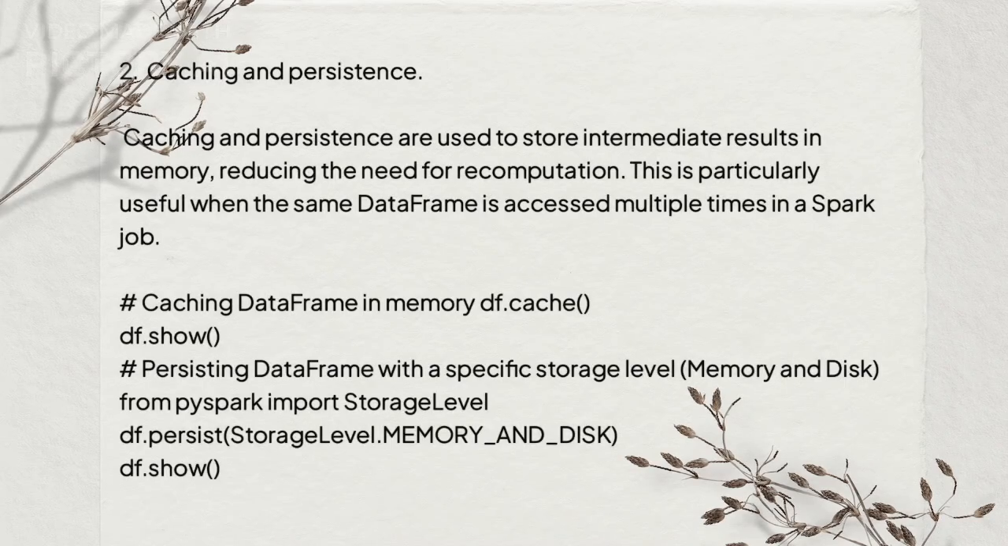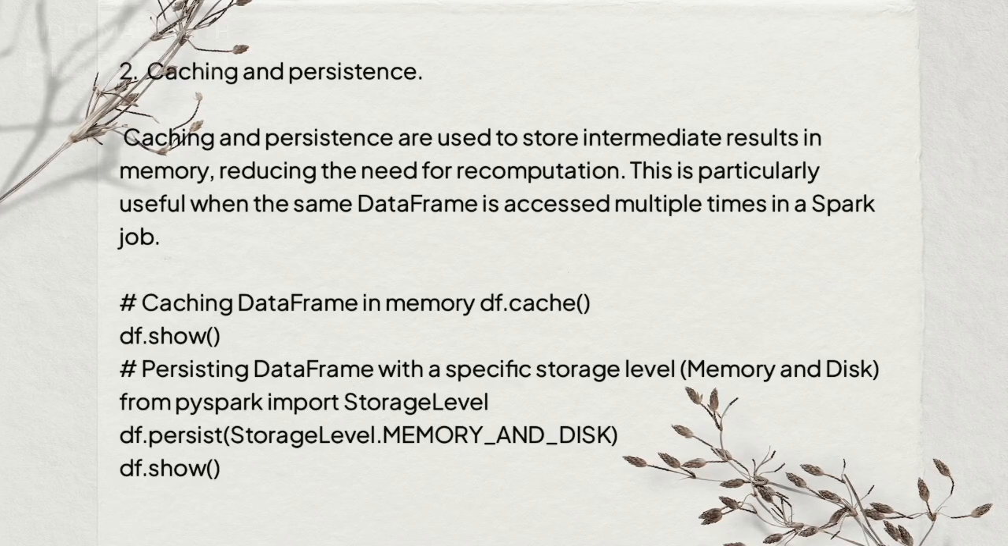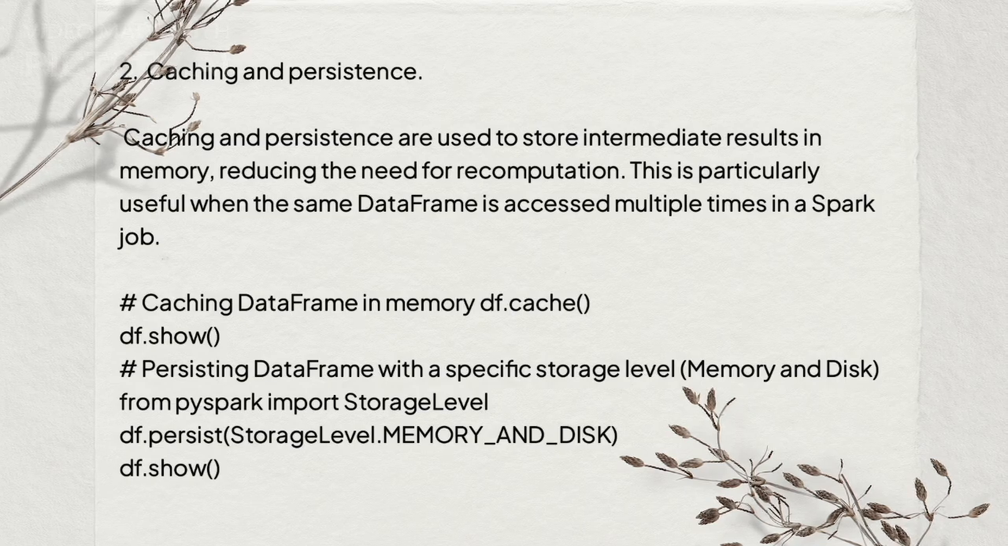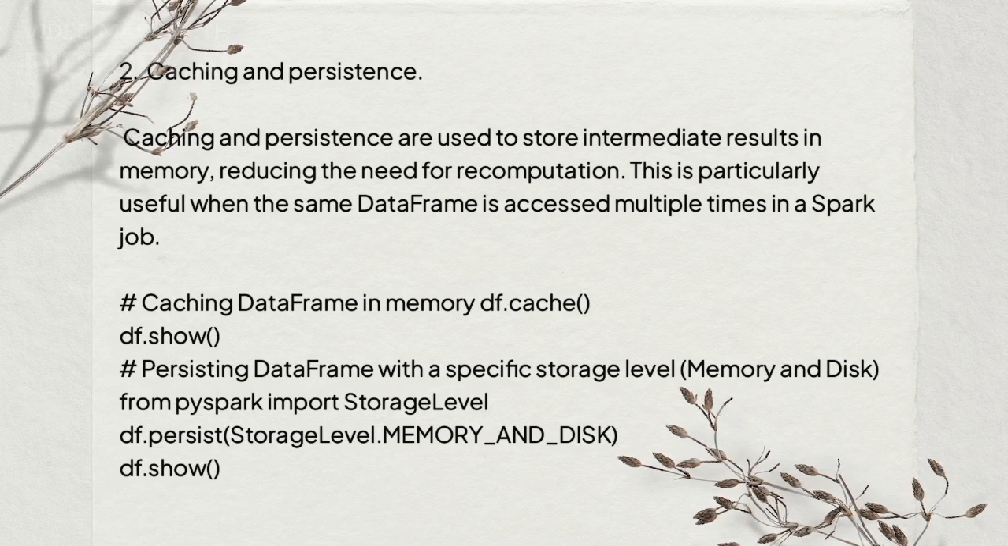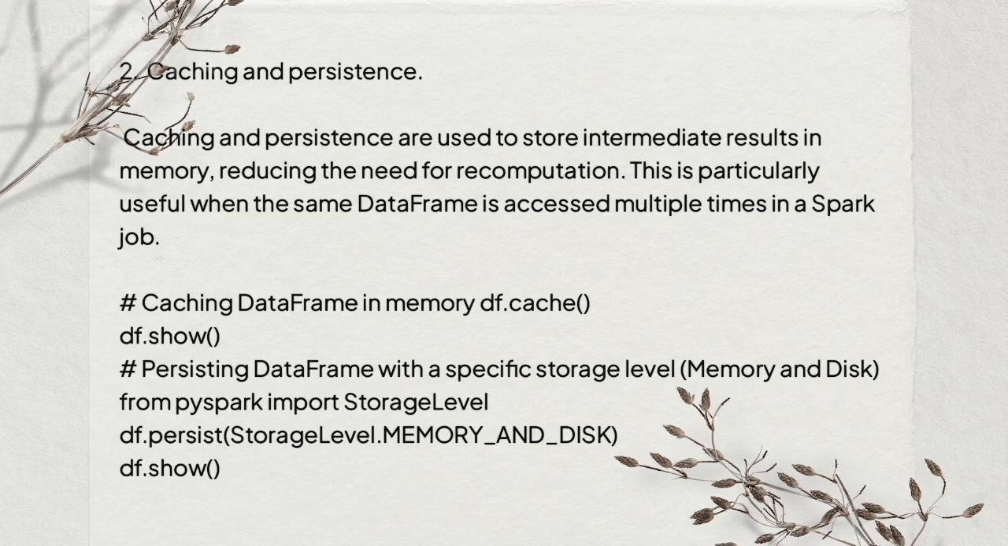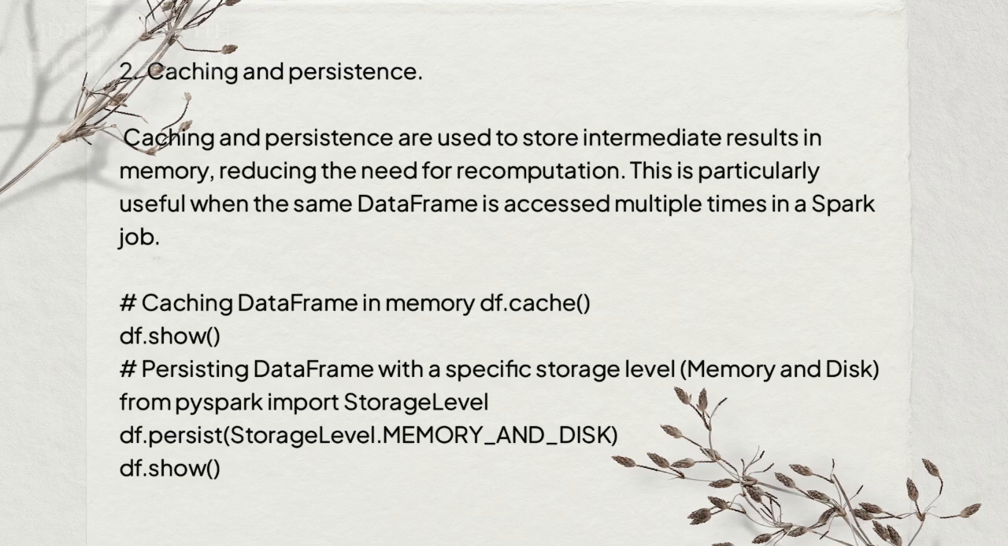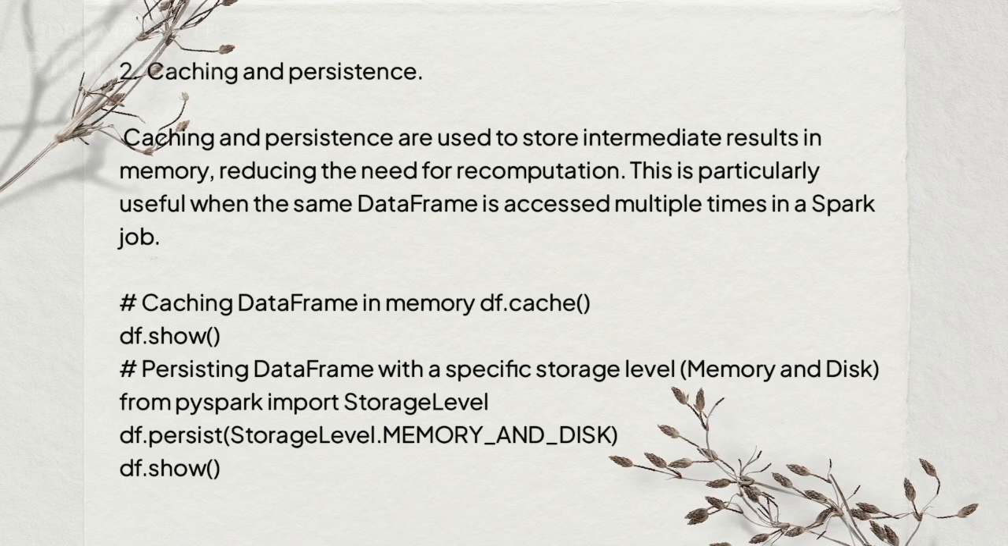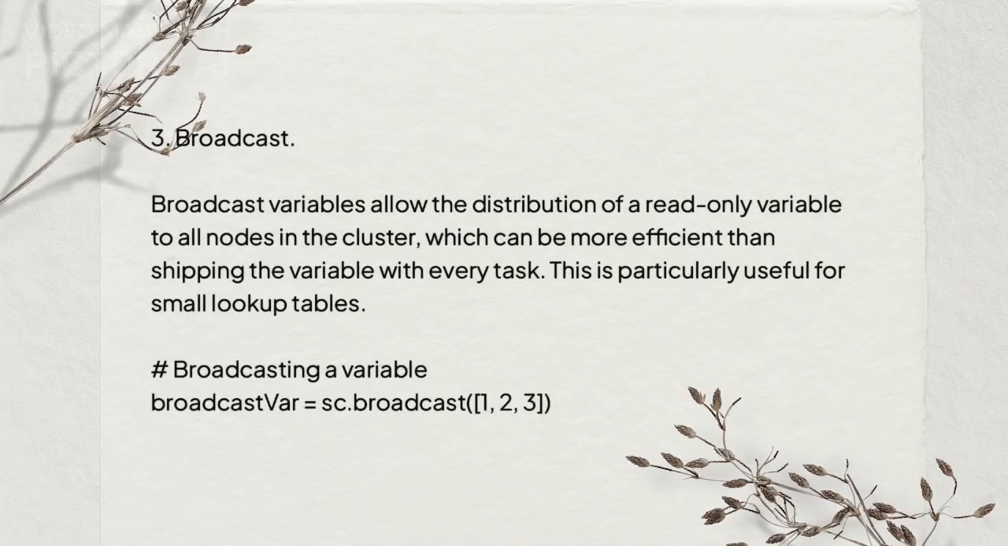2. Caching and persistence. Caching and persistence are used to store intermediate results in memory, reducing the need for recomputation. This is particularly useful when the same DataFrame is accessed multiple times in a Spark job. Caching a DataFrame in memory: df.cache(), df.show(). Persisting a DataFrame with a specific storage level, memory and disk: from pyspark import StorageLevel, df.persist(StorageLevel.MEMORY_AND_DISK), df.show().